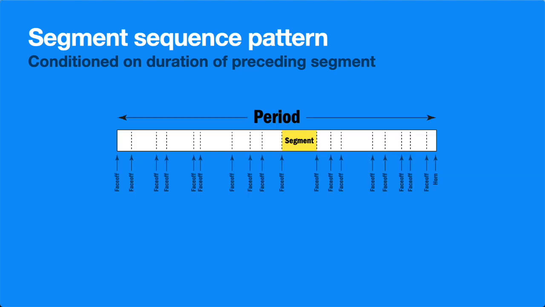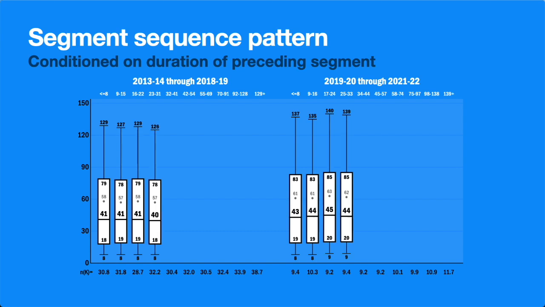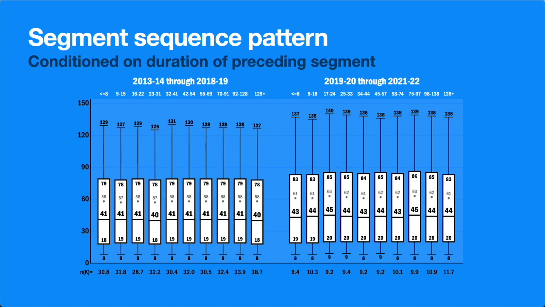What about sequence patterns? If we measure one segment against the segment that precedes it, say if we measure all the segments that follow a segment of 8 seconds or less, are they longer? There's no correlation there. So basically, they're discrete things. One segment has very little impact on the one that follows it.